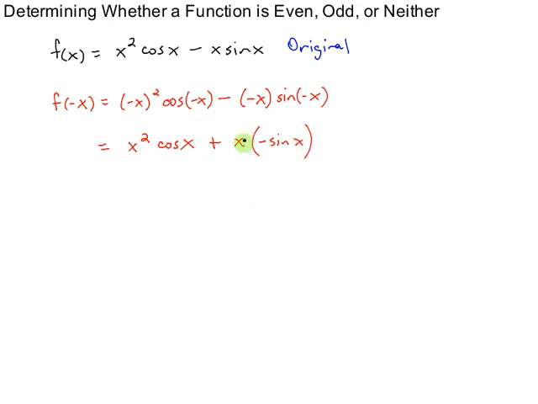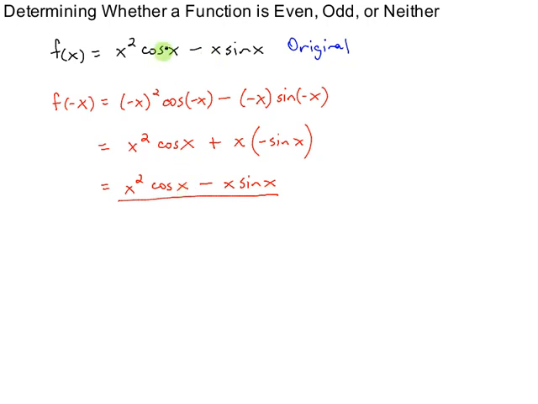Now notice that this last part is not x minus sine of x, it's x times negative sine of x. So we need to go one step further now. We need to get rid of as many of these negatives as we can. When you multiply a positive x times a negative sine, that whole thing becomes a negative, x sine x. And so this is what we get, and we have to now compare that to the original.